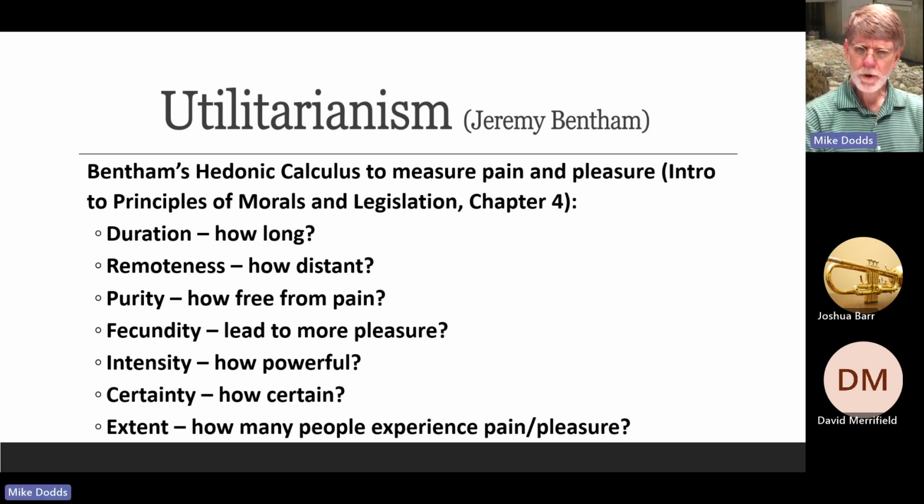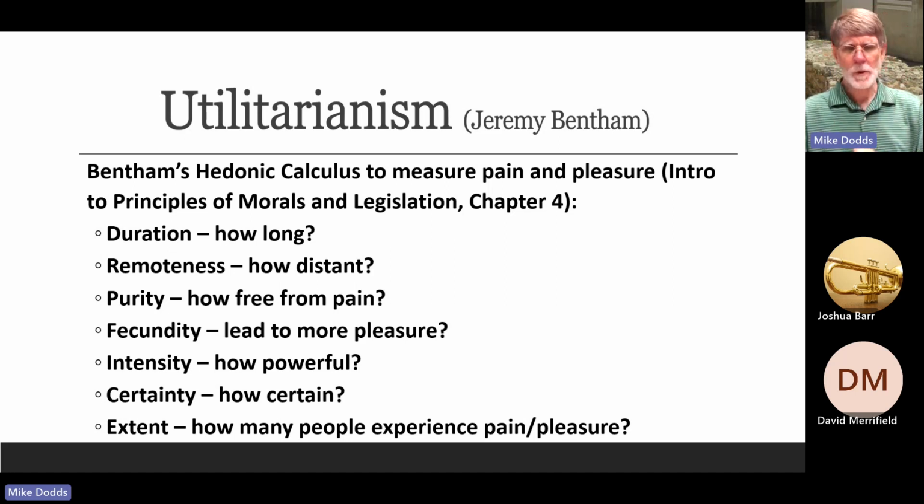But because this is a person who's looking just at making a decision on the basis of the anticipated quality and duration and purity, fecundity. Will it lead to more pleasure? Is this decision going to increase that which is conceivably a good? If there's a good God, he created us for good and experiencing a pleasant life, therefore increasing the pleasure is the greater good. The intensity, how powerful will it be?